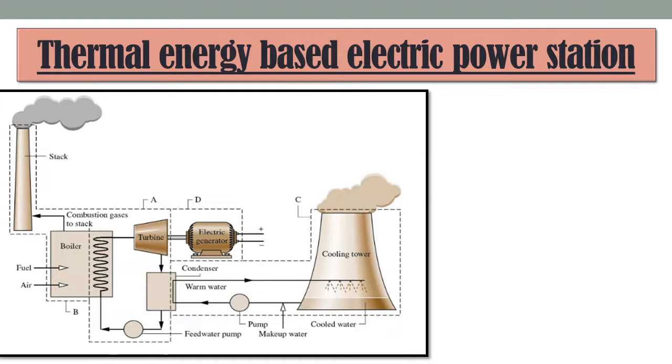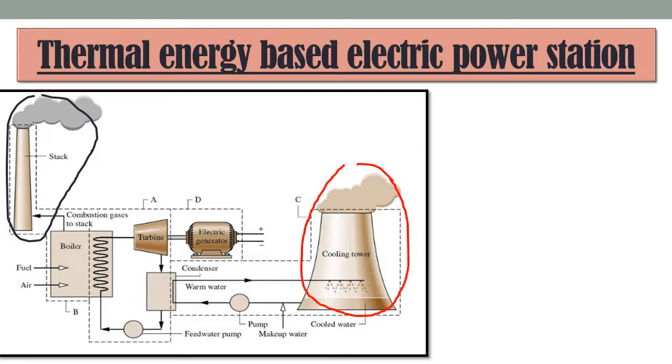Okay, so here the schematic of a thermal power plant has been shown to us, in which you can observe that in a thermal power station there are two types of towers. First is the stack tower, and second is the cooling tower. And here you can observe the boiler, in which the water is boiled by combustion of coal.